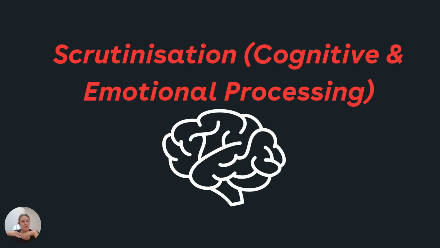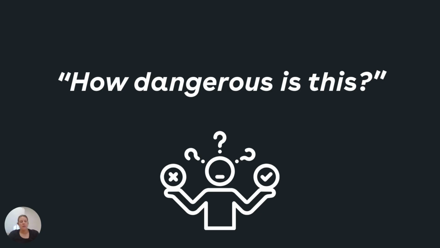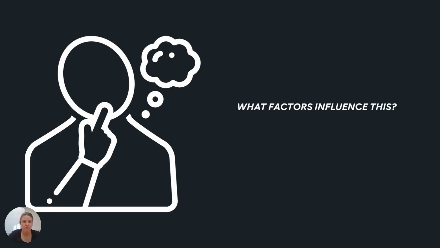Once those messages go up through the dorsal horn, spinal cord, and then into the brain, this is when a lot of the magic happens, and we call this the scrutinization stage of the model. Really, what our brain is trying to decide is how dangerous is this information? So, can you guys think what factors influence this?